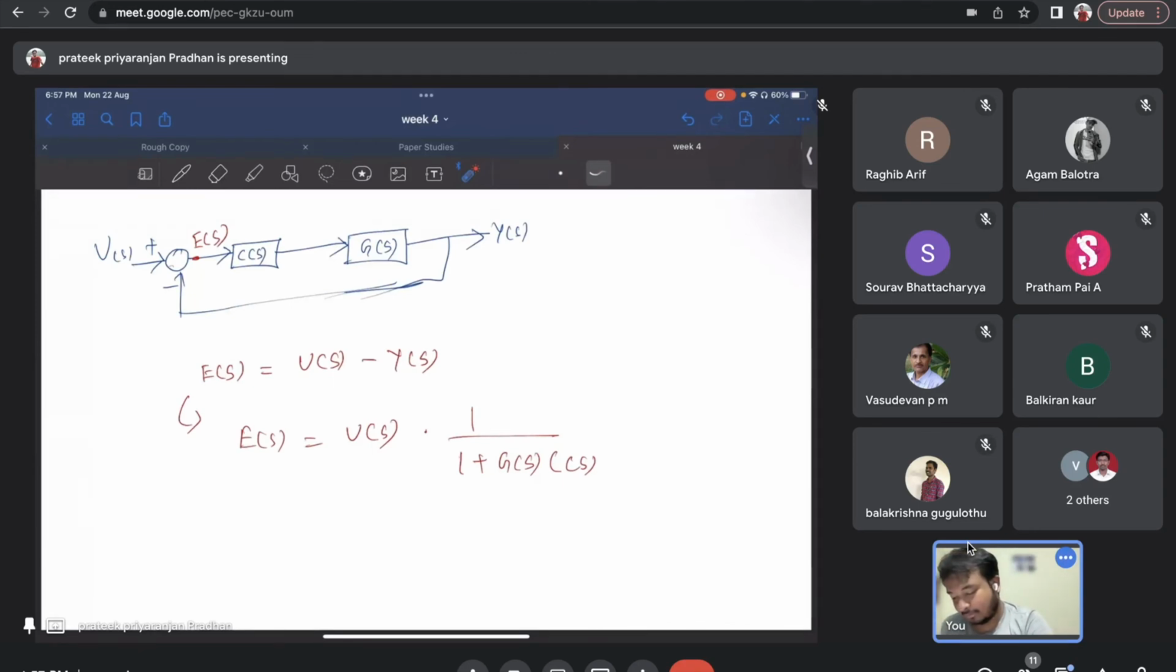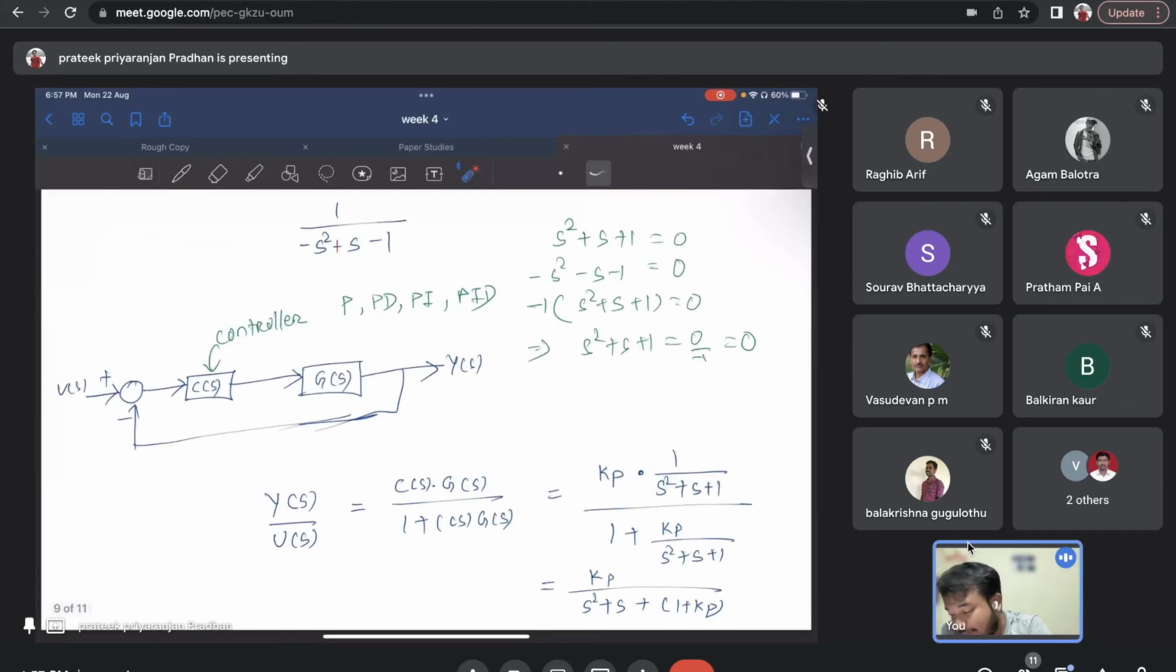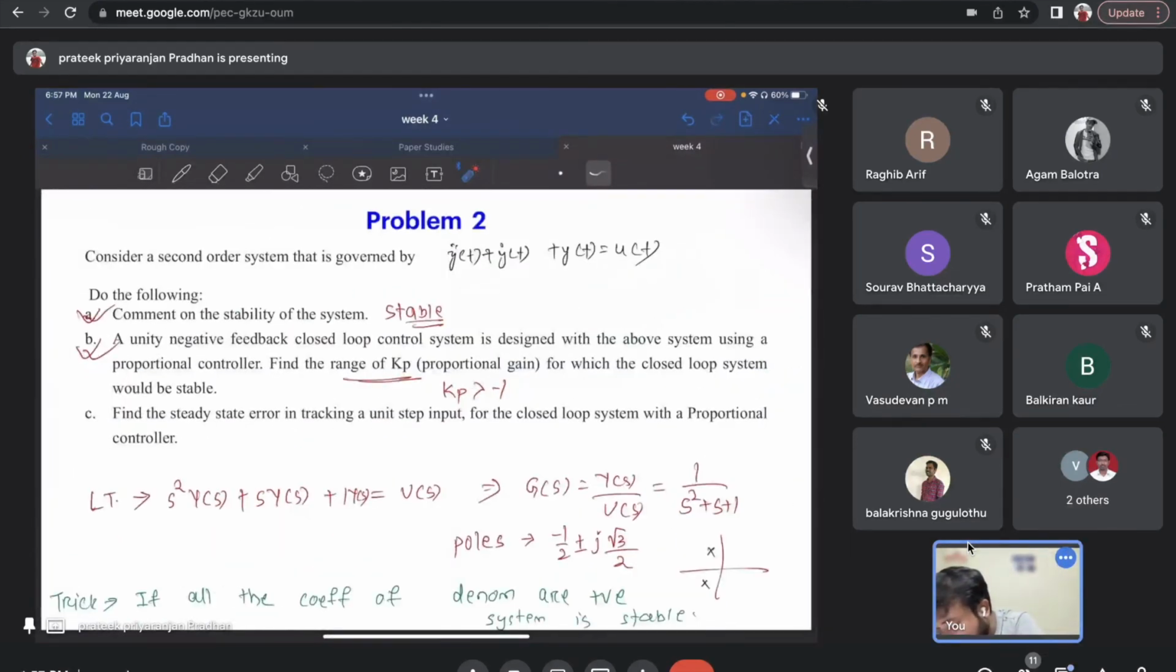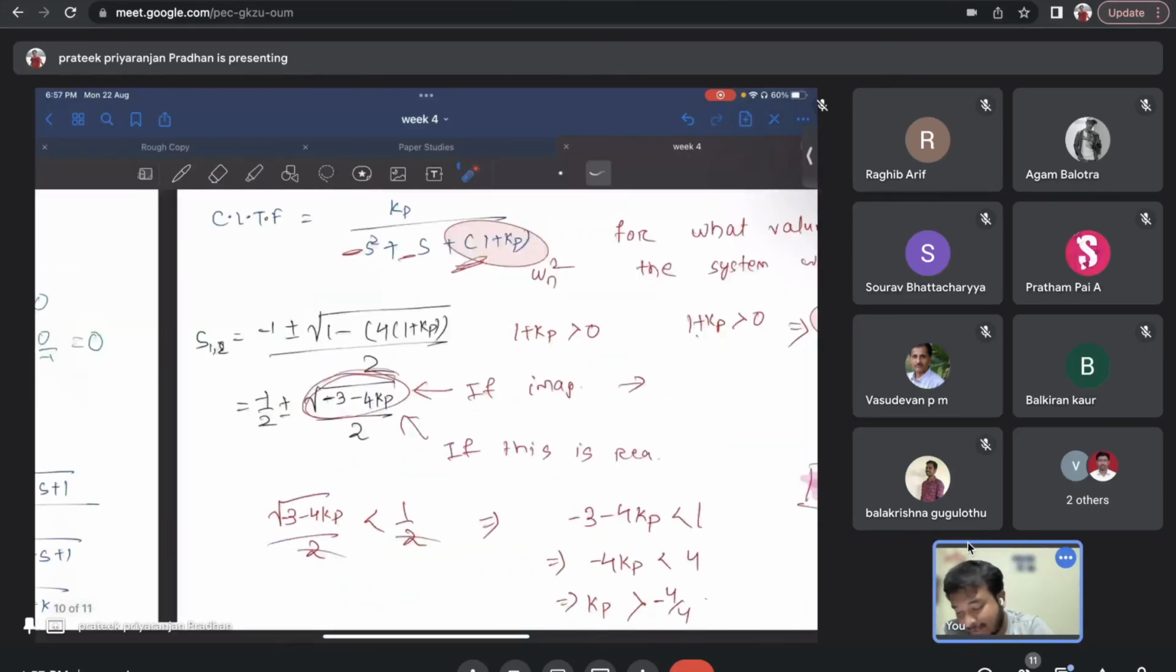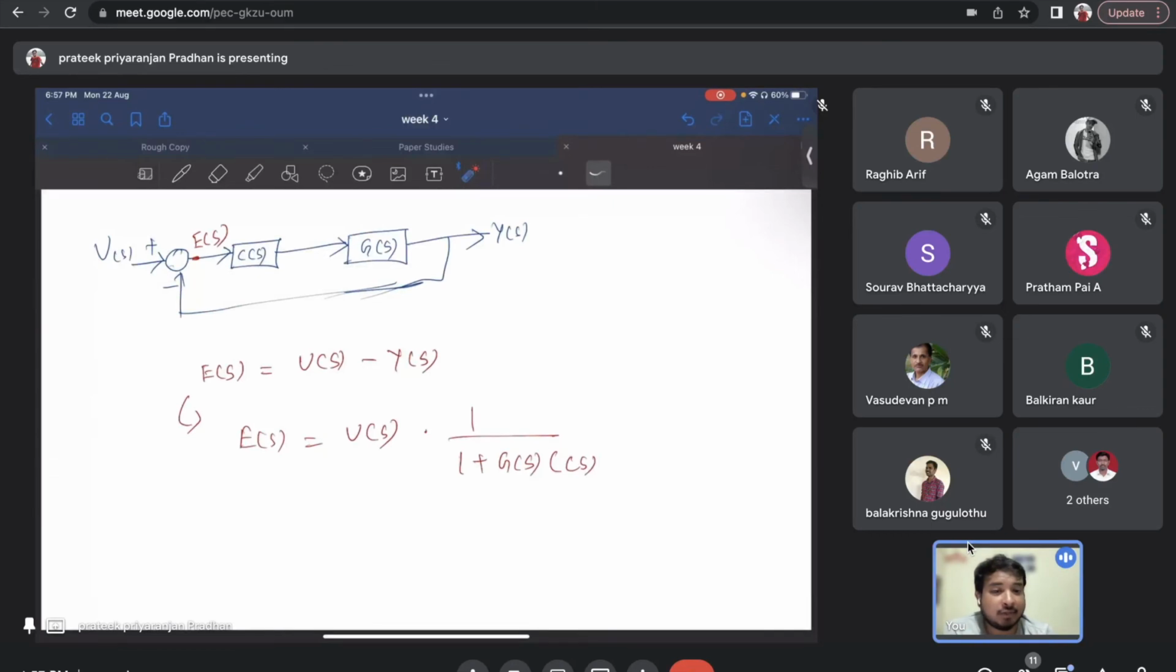So this is the expression for error. Whoever is from the first class, I have mentioned a term multiple times: whenever you find the term steady state, that means you can apply the final value theorem. If you apply the final value theorem, then the solution becomes very easy. And I hope everybody remembers the final value theorem.